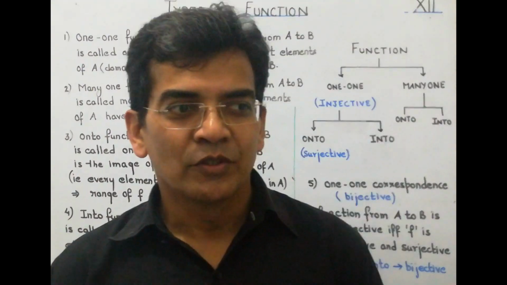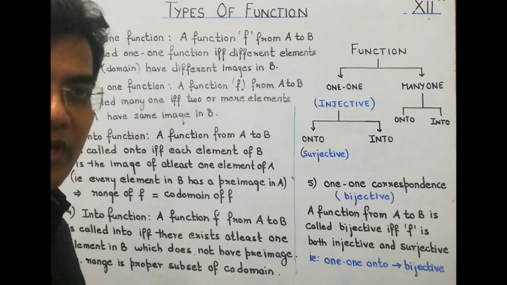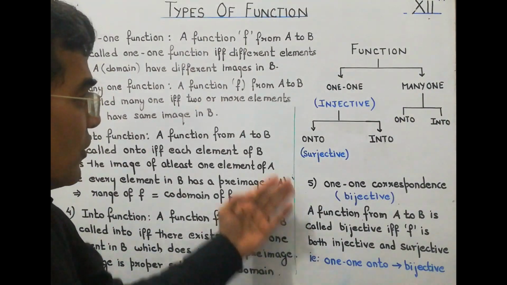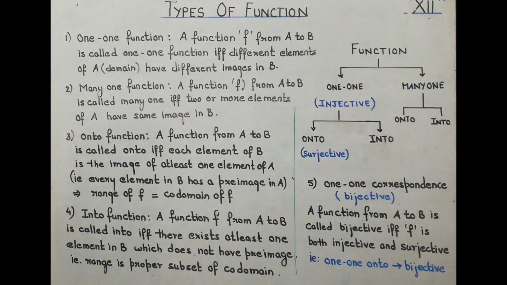Okay, now here I have drawn a table and written a few definitions to explain to you. First of all, look at this table that I have made over here. The two types of functions put on the table are one-one and many-one. Functions are classified into two types, one-one and many-one.